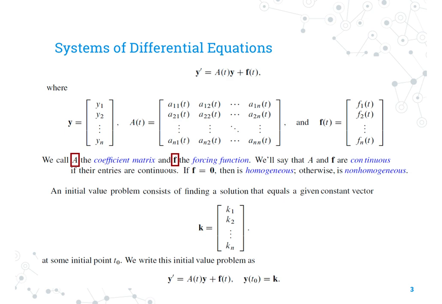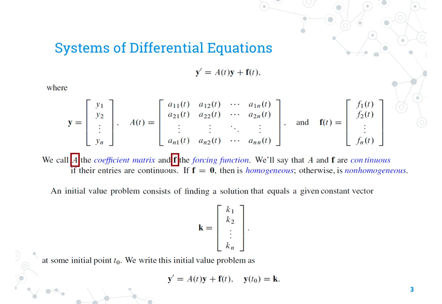A more in-depth look at the system is given here on this slide, where we have y prime equals the coefficient matrix A of t, y, plus f of t, where f is also a column matrix, or a column vector. We call A the coefficient matrix and f the forcing function. So f of t, whether it's in matrix form or it is a single function when we're looking at one single first-order linear differential equation, is always called our forcing function. So it's very similar to what we did when we had only one ODE at a time. We'll say that A and f are continuous if their entries are continuous.